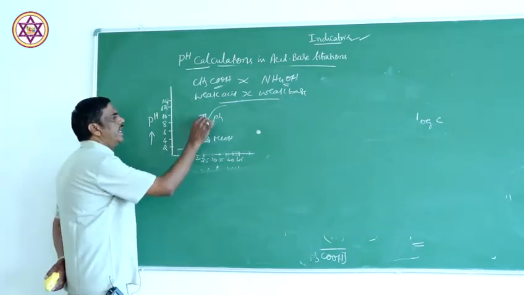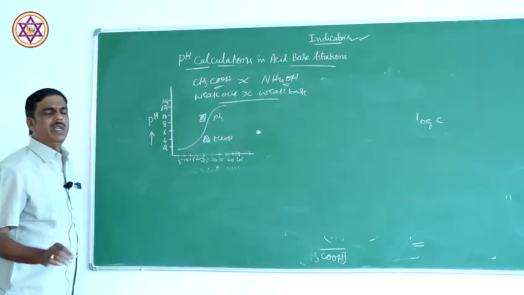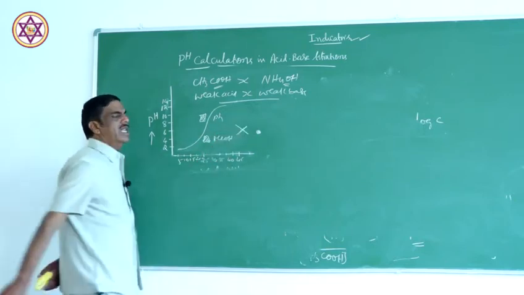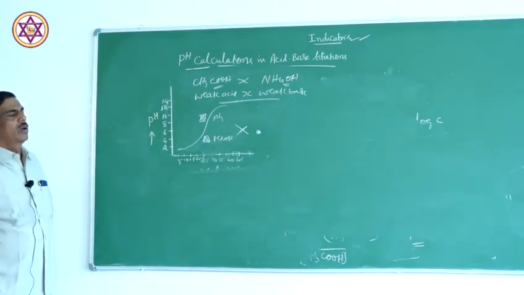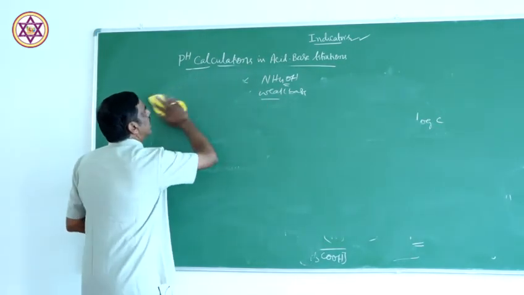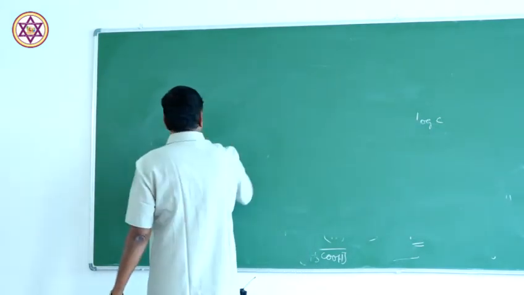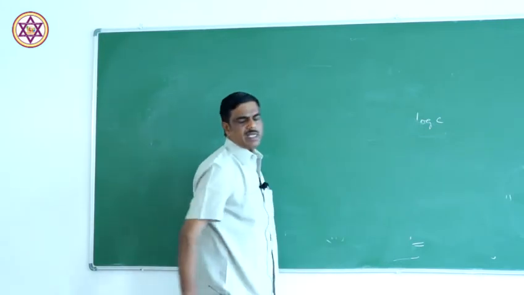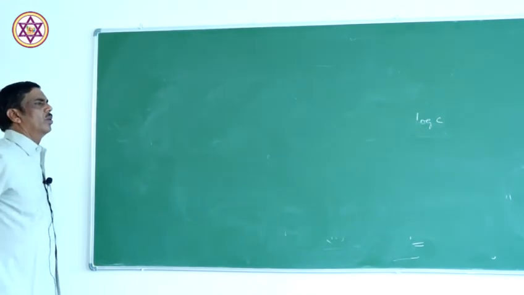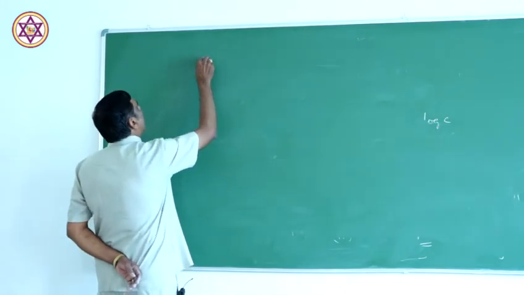You cannot use any indicator in this type of titration because there is no sudden jump in the pH at the end point. Therefore, indicators cannot be used here, and this type of titration cannot be carried out using this titration method. So that is about pH calculation and pH curves of acid base indicators. So that is about the indicators chapter. Next, we shall pass on to the next topic, that is liquid mixtures.